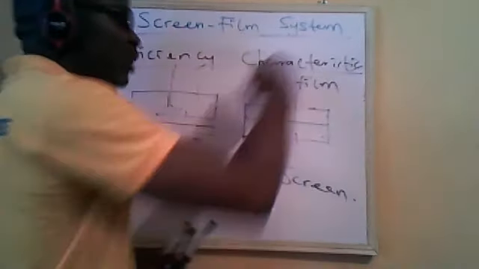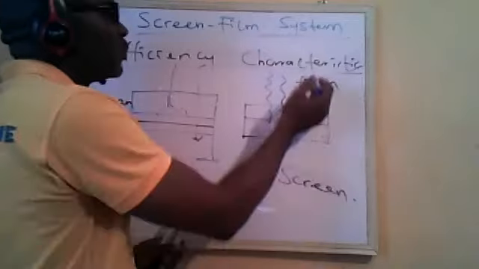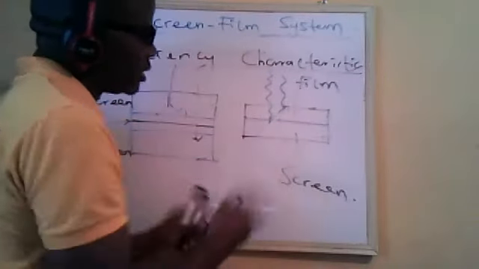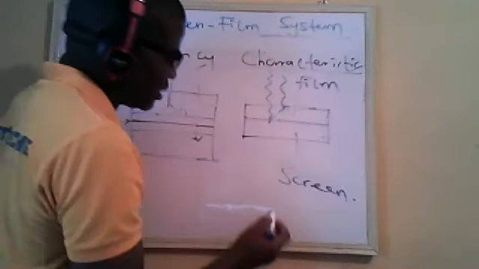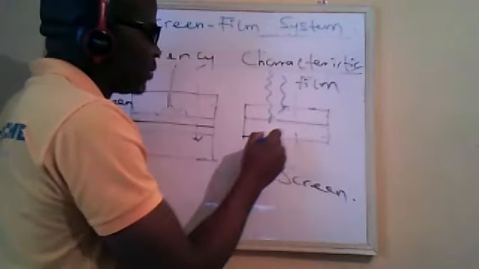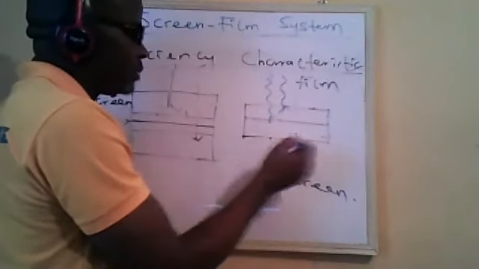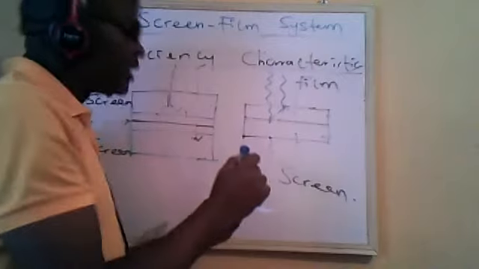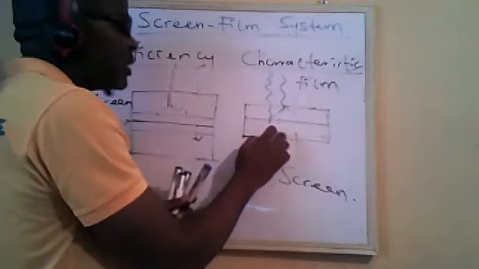But if you put it the other way around, you put your film here. Of course, let me explain from this way. Assuming the X-rays are coming from here, they affect the photographic film and the screen here. Immediately it interacts with the screen here.